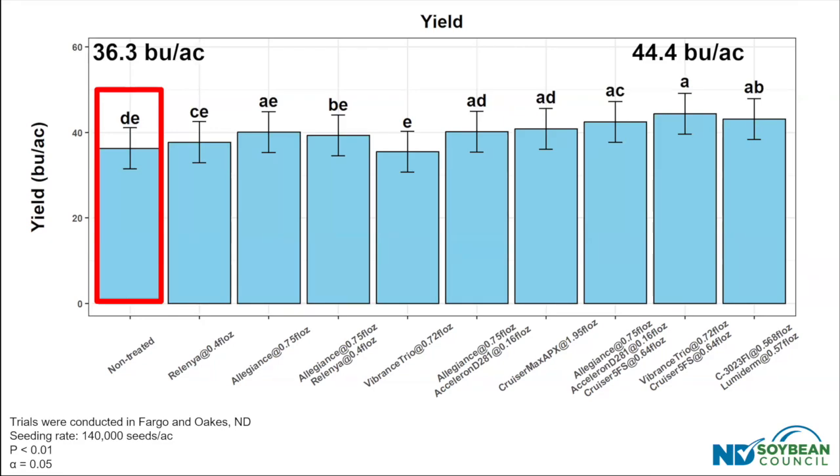Now, one of the interesting things that you're seeing here is that, again, that highest performing product was our Vibrance Trio in addition to the Cruiser 5FS. But if you look over here, the Vibrance Trio alone, interestingly, had the lowest yield, again, about 36 bushels per acre. Now, we're still trying to understand biologically what is going on, but the addition of this Cruiser 5FS, the insecticide thiamethoxam, is leading to this benefit for this particular seed treatment package here.